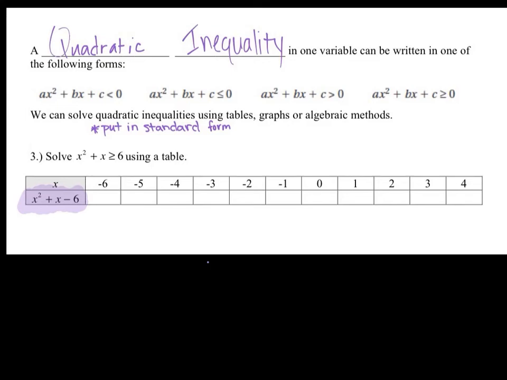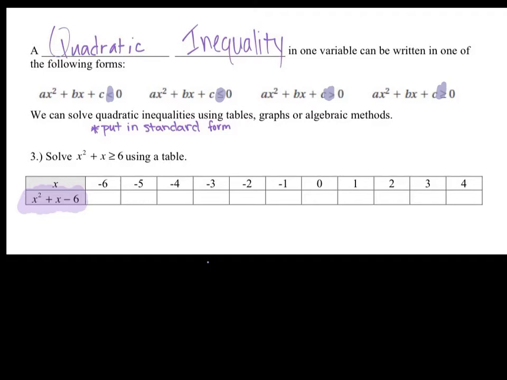A quadratic inequality in one variable can be written in one of the following forms. So just there again, it gives you guys those different signs. So you have less than or equal to, greater than or equal to. So you can have 4 different inequalities.